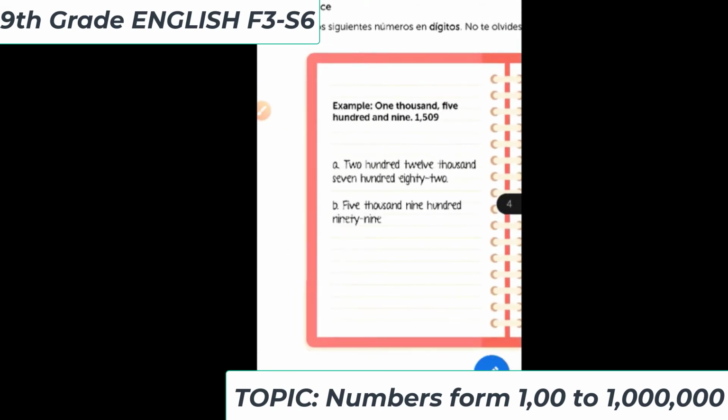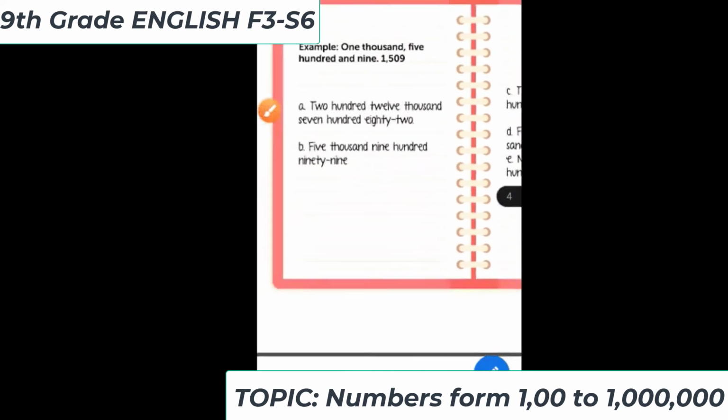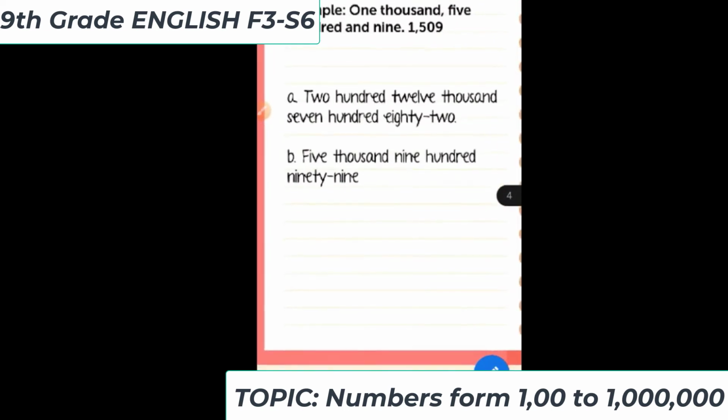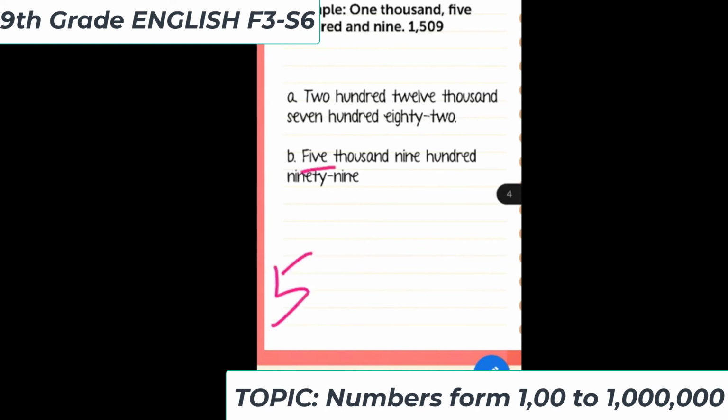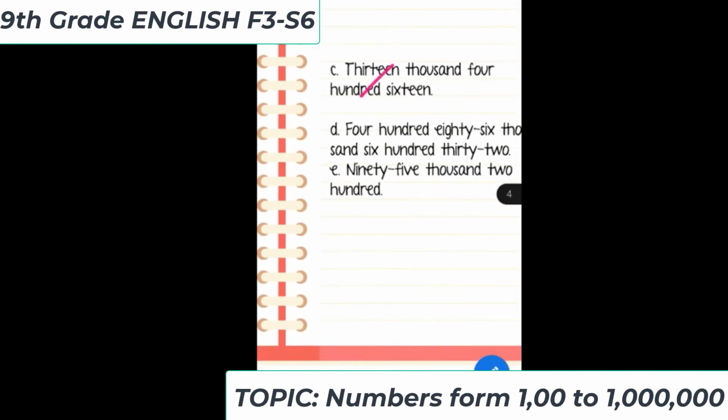Now, practice. Escribe los números en dígitos. No te olvides de ver el ejemplo para orientarte, okay? Example, 1,509. Aquí está la respuesta, here's the answer. Now you do this one. 212,000, the comma indicates 1,000, 782. Yes? And you continue with the other. 5,999. See? Easy. You continue with letter C and letter D.